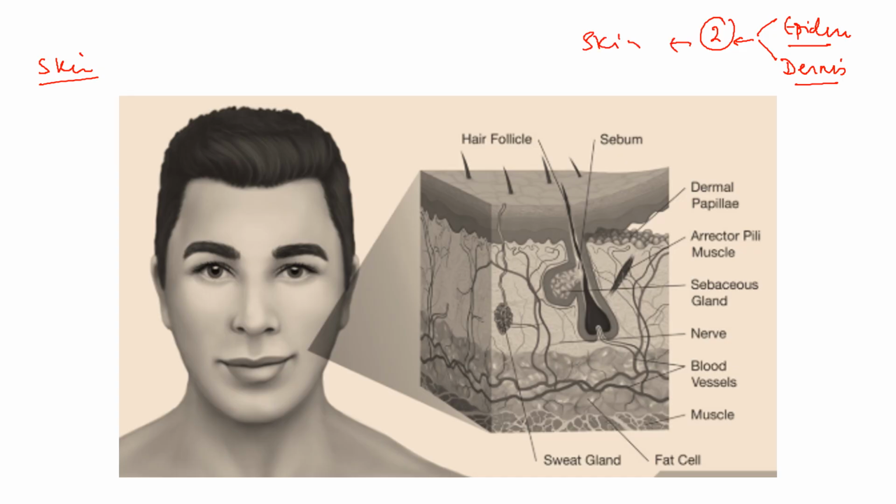Here you can see this is the part of the epidermis, then you can see the dermis, and below the dermis, the layer is known as the hypodermis. And below the hypodermis, you have the part of the deep fascia, and then the muscles are there.